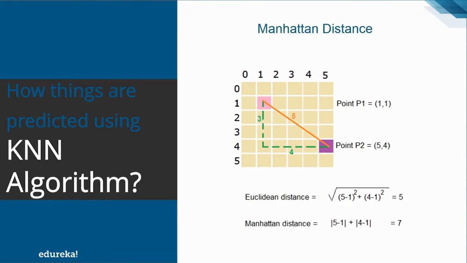So next is the Manhattan distance. Well, this Manhattan distance is used to calculate the distance between real vectors using the sum of their absolute differences. In this case, the Manhattan distance between the points P1 and P2 is mod of 5 minus 1 plus mod of 4 minus 1, which results in 3 plus 4, that is 7.